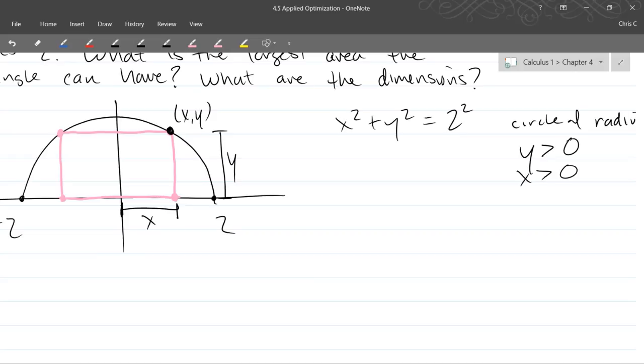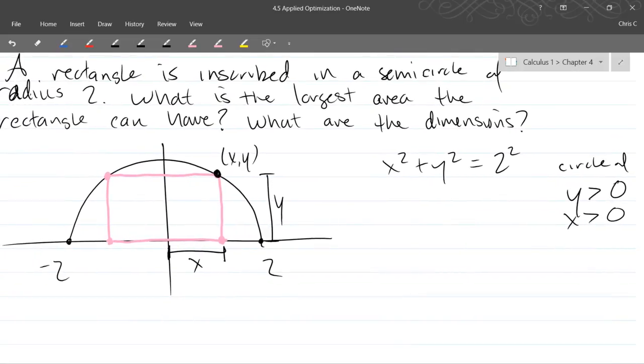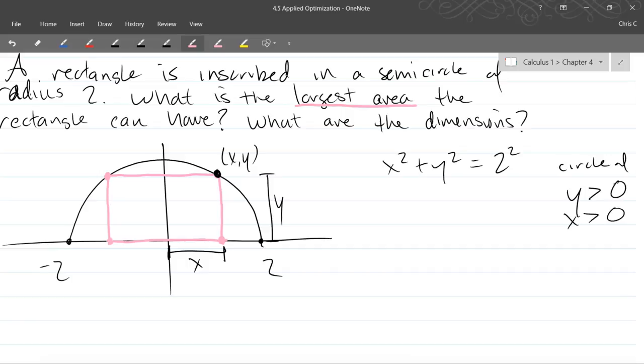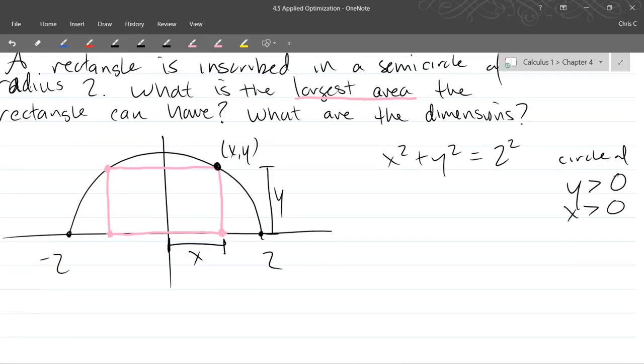Have I written a formula down for the area? So we have largest area. I'm trying to maximize area, but I have no equation for area. When I have an area equation, that's the one I'm going to take a derivative of. How do I get my area equation?